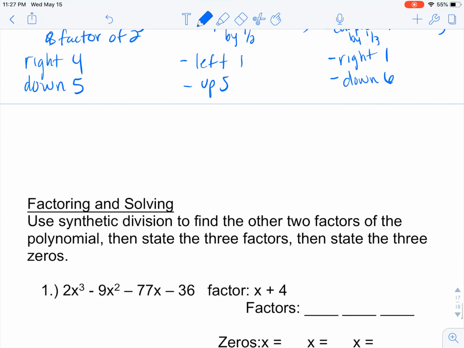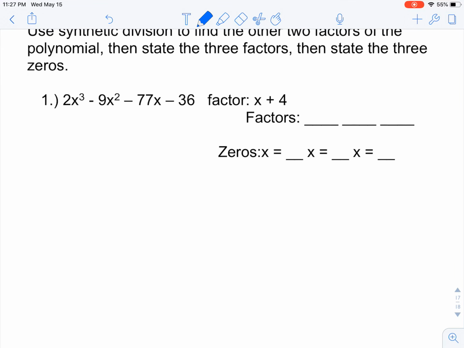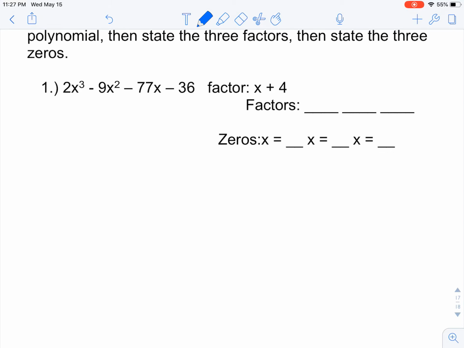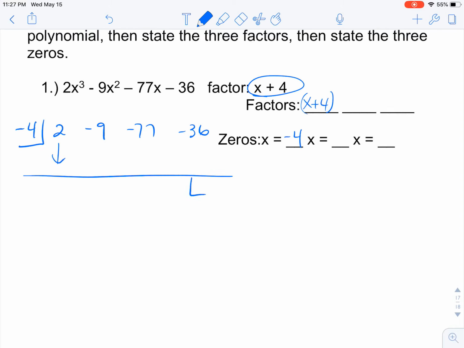All right, use synthetic to do the factoring. It gives us one of the factors, so I can go ahead and write this here. So then one of my zeros is -4. So I already got one done. I'm going to take -4, put it on the outside, and do my synthetic division. Now, if it's a factor, that means my remainder should be 0. If it's not, then you know you've done something wrong, so you need to go back and look at it. Here I end up with a remainder 0.